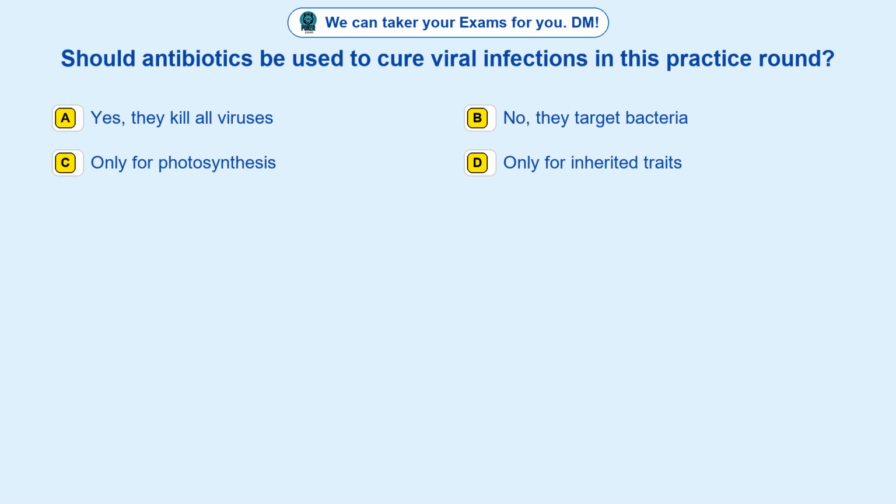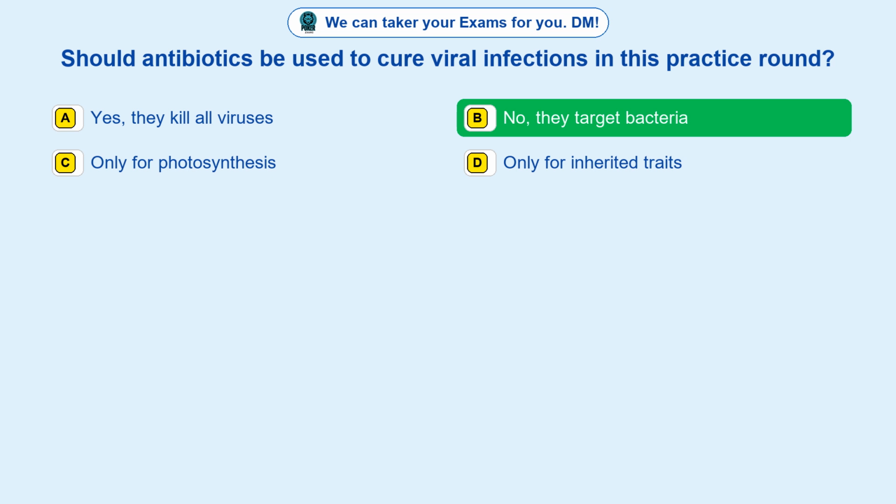Question 13. Should antibiotics be used to cure viral infections in this practice round? Option A. Yes, they kill all viruses. Option B. No, they target bacteria. Option C. Only for photosynthesis. Option D. Only for inherited traits.